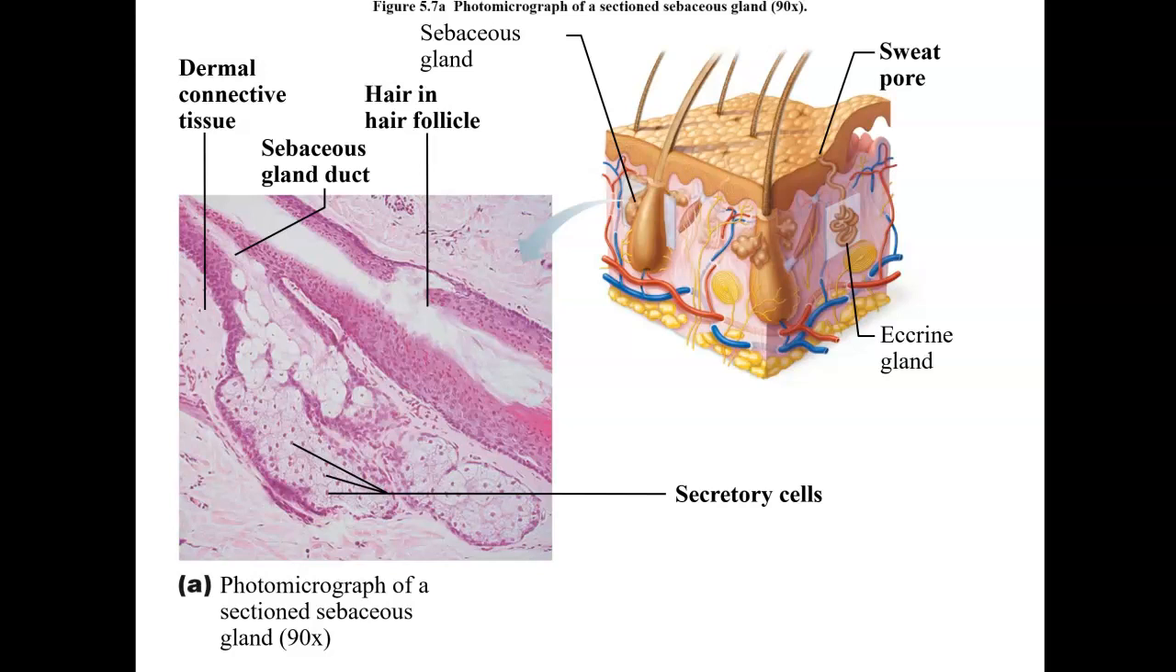So here we are just looking at the different types of sebaceous glands. This one's attached to that hair, so you see it touch the hair. Let's move on into nails. Your nails are going to grow about 1 millimeter per week.